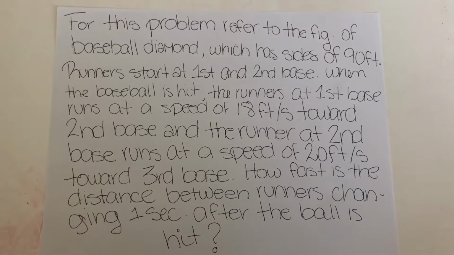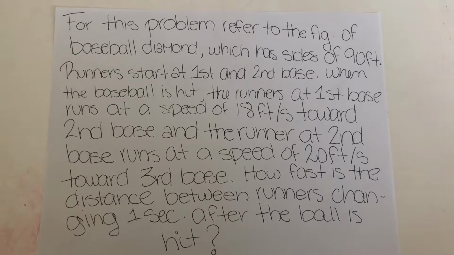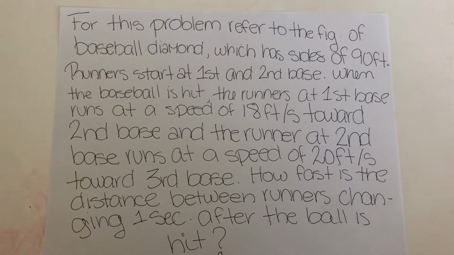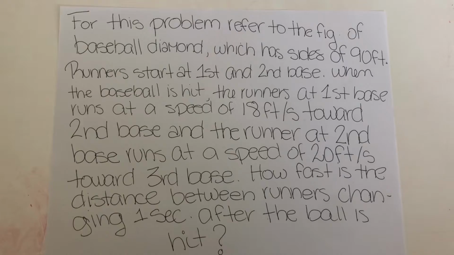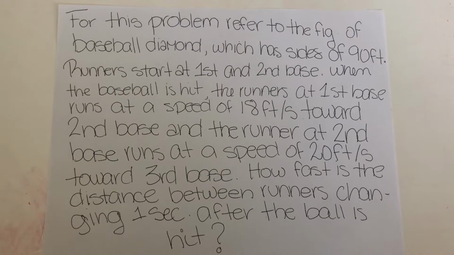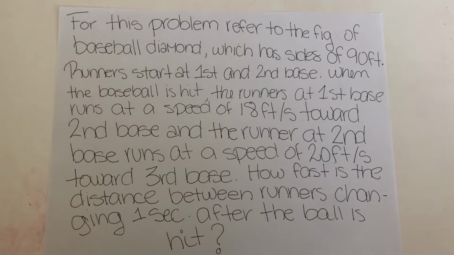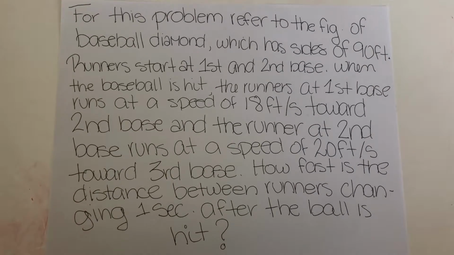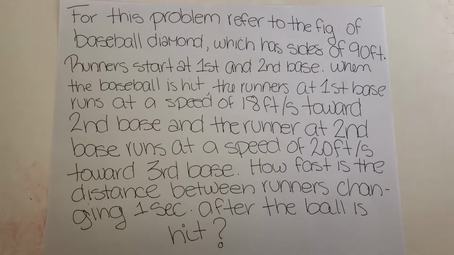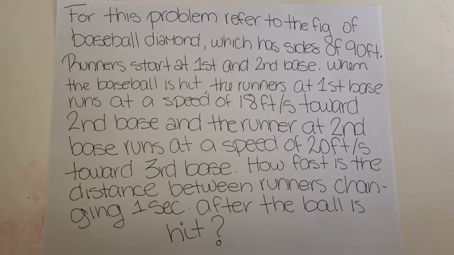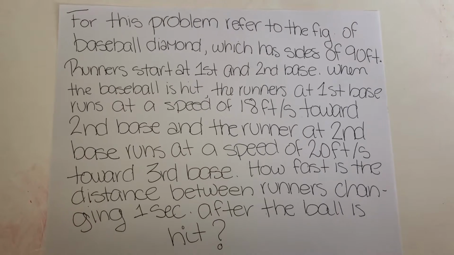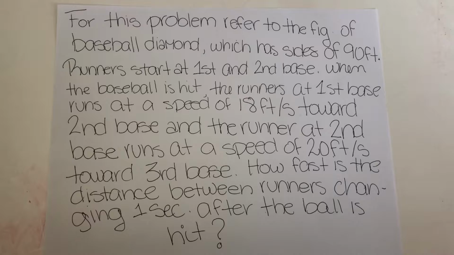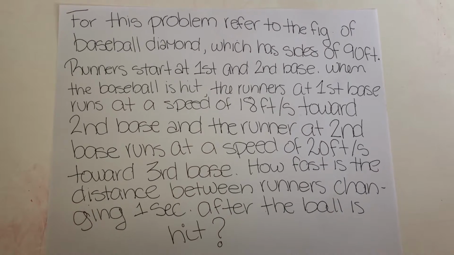For this problem, refer to the figure of a baseball diamond, which has sides of 90 feet. Runners start at first and second base. When the baseball is hit, the runner at first base runs at a speed of 18 feet per second toward the second base, and the runner at second base runs at a speed of 20 feet per second toward the third base. How fast is the distance between runners changing in 1 second after the baseball is hit?